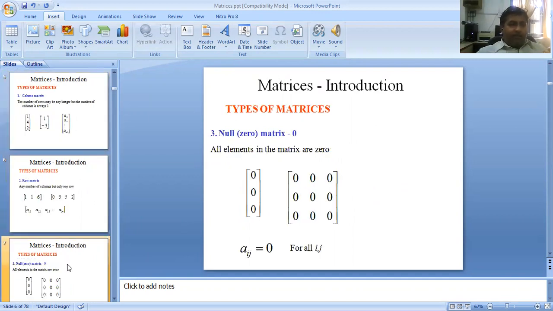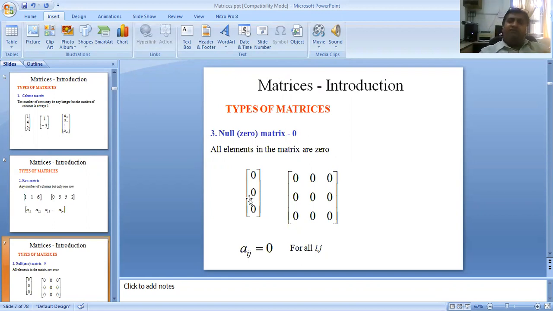Then there is a null matrix. It is also known as a zero matrix. A matrix in which all elements are 0. A matrix having all its elements 0 is called a null matrix or a zero matrix, irrespective of the number of rows and columns.